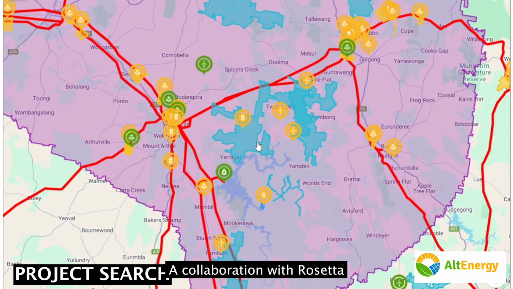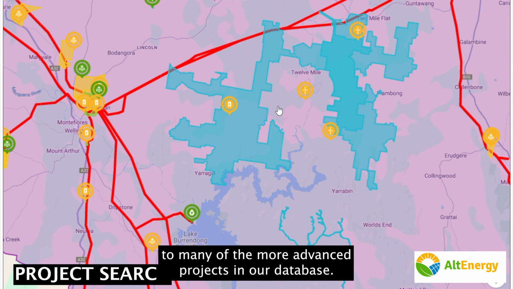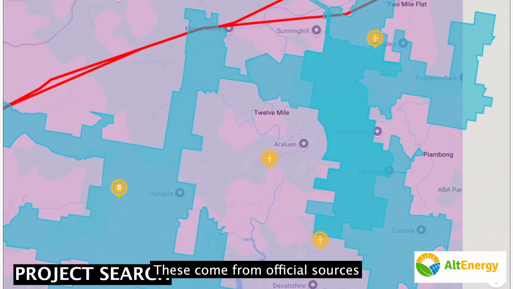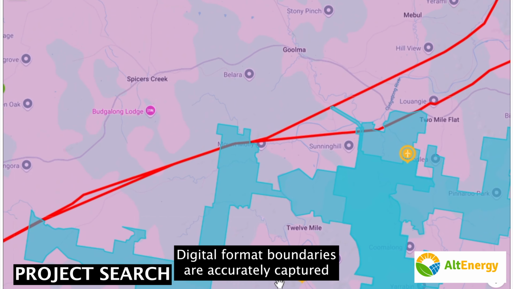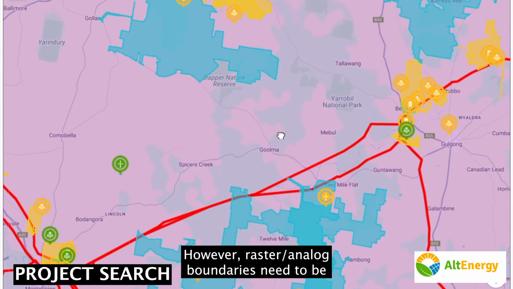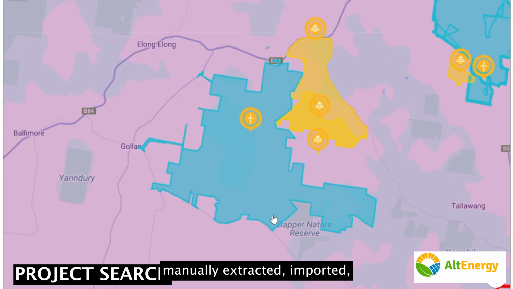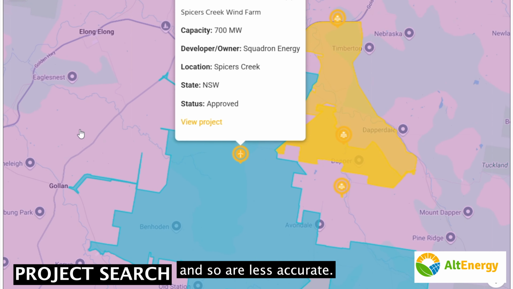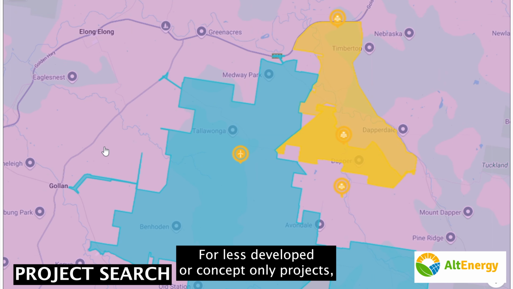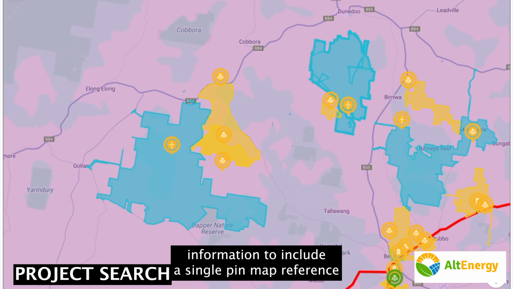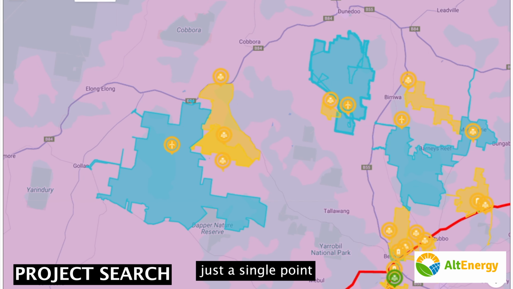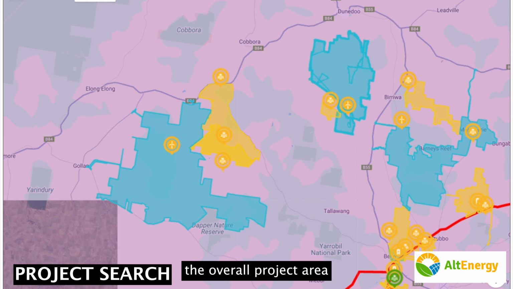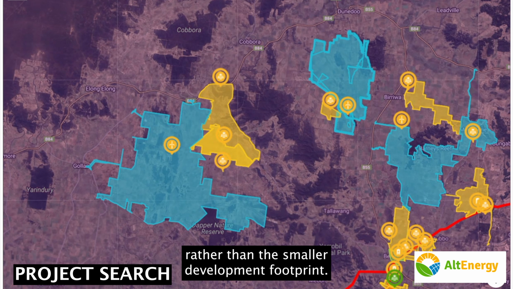A collaboration with Rosetta Analytics has enabled us to add boundaries to many of the more advanced projects in our database. These come from official sources and are extracted in either digital format or raster analog format. Digital format boundaries are accurately captured in a semi-automatic process. However, raster or analog boundaries need to be manually extracted, imported and scaled into our maps, and so are less accurate. For less developed or concept-only projects, we may only have enough information to include a single pin map reference located somewhere within the project boundary, or in a small number of cases, just a single point reference to the nearest town or geographic feature. In almost all cases, the boundaries will represent the overall project area rather than the smaller development footprint.